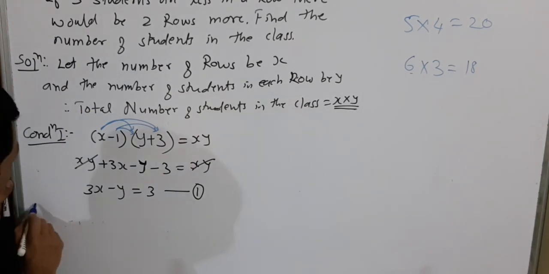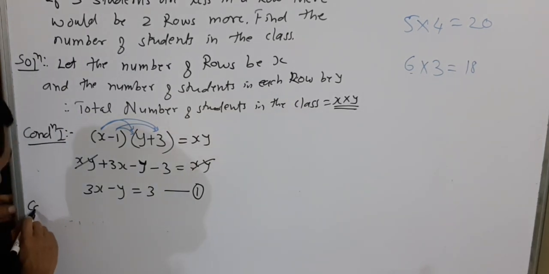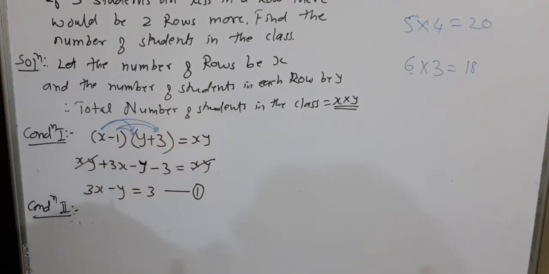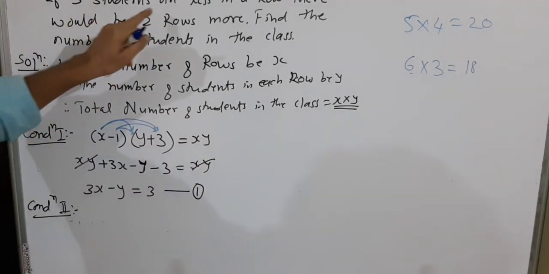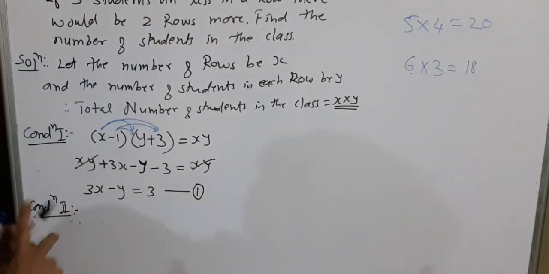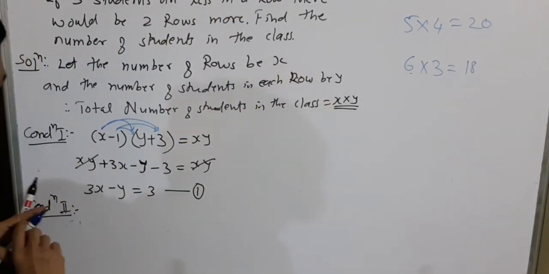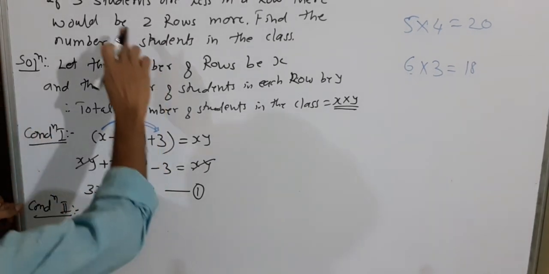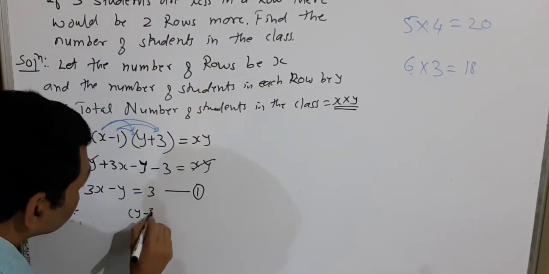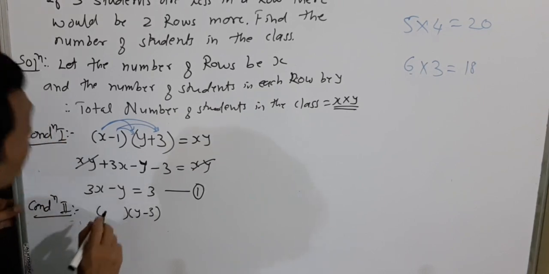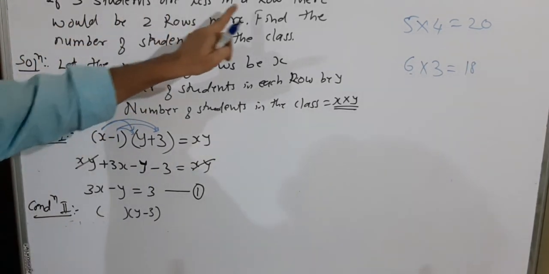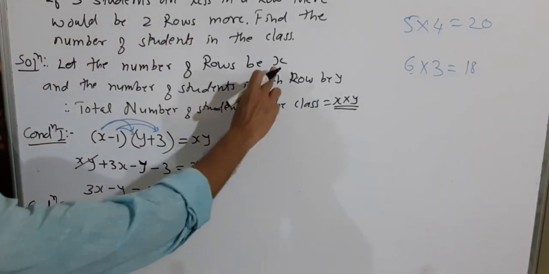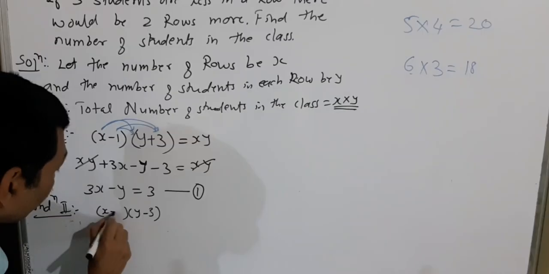So then we'll go for condition 2. What does condition 2 state? If 3 students are less in each row. So in each row there are y students, and minus 3. If 3 students are less, so y minus 3. And what about number of rows then? If 3 students are less in each row, there will be 2 rows more. So number of rows is x plus 2.